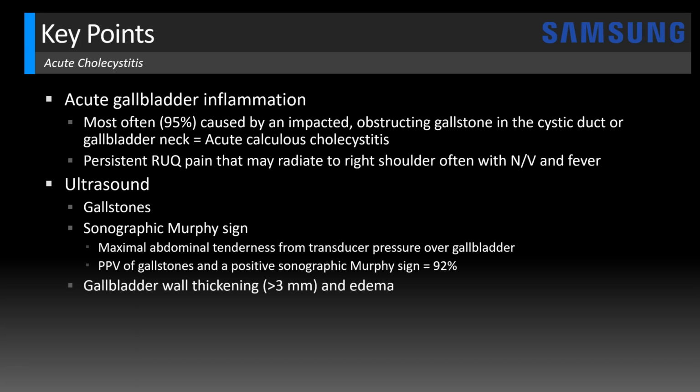And as we saw, gallbladder wall thickening, usually greater than 3 millimeters with wall edema. Gallbladder distension, typically greater than 4 centimeters in short axis. And pericholecystic fluid are all suggestive of acute cholecystitis.